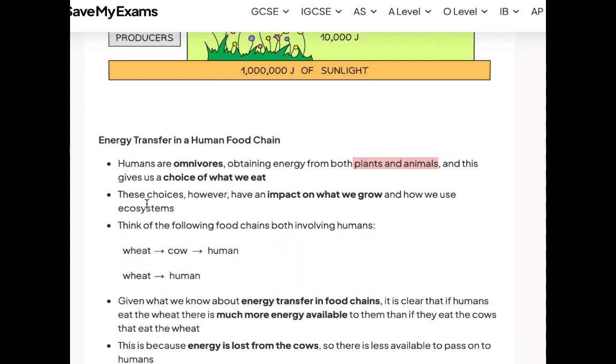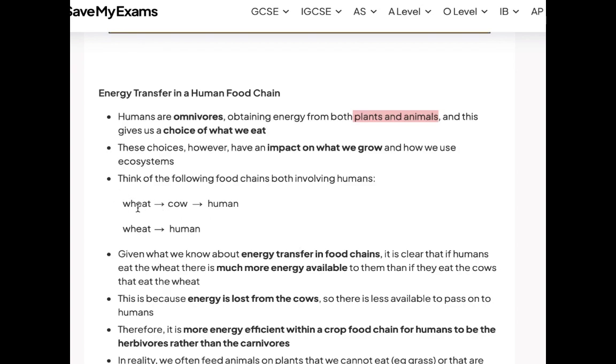Okay, these choices, however, have an impact on the environment, right? They have an impact on the environment and what we grow as well. So that's why we have plant crops and animal farms. You can either do animal husbandry or you do plant crops. So in agriculture, we have two sides people get involved in and still do well. And this gives us a choice of what we eat, like we said already, and what we grow in our ecosystem.